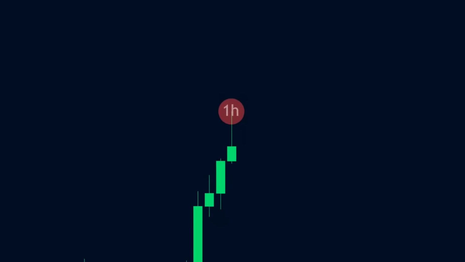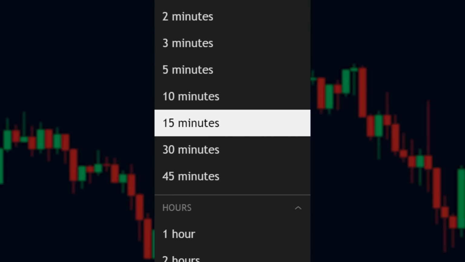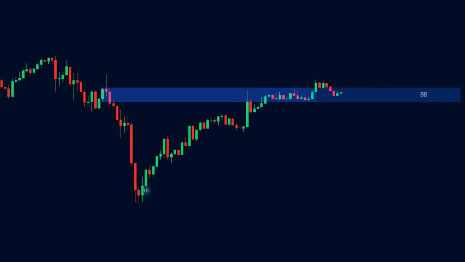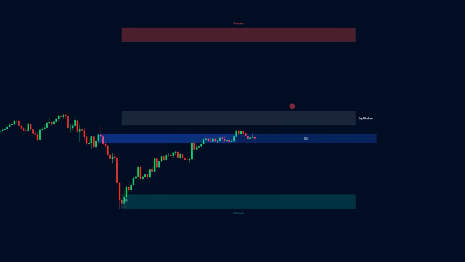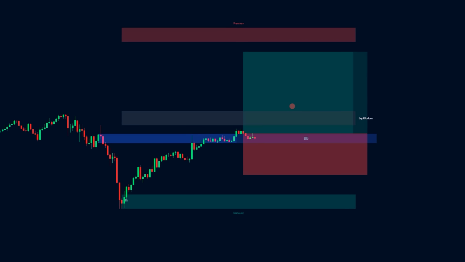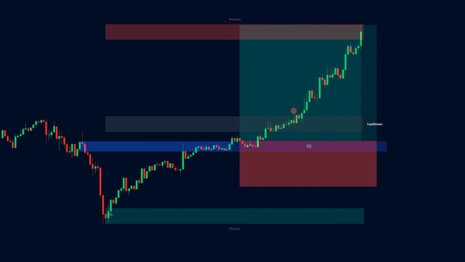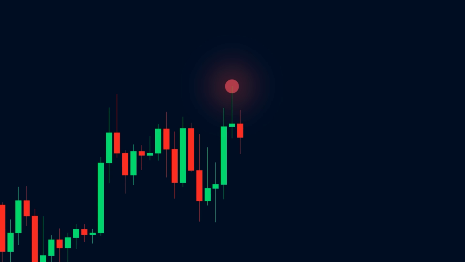Start with a higher time frame liquidity grab. Green bubble for buys, red bubble for sells. That sets the bias. Then drop down to a lower time frame. Wait for price to leave behind a breaker block and confirm you're in a premium or discount before pulling the trigger. Stops go just beyond the breaker block, and targets aim for a clean 2 risk to reward trade. Simple, structured, and repeatable.